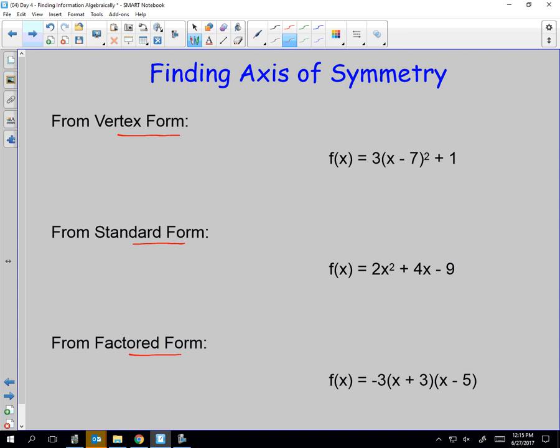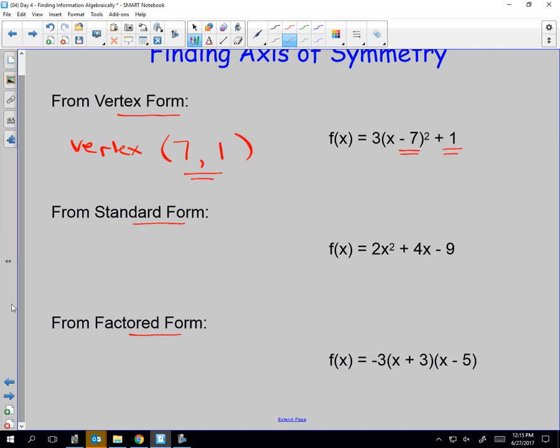So when we're looking at vertex form, based on its name, vertex form gives us the vertex value. The vertex value is always the opposite of the inside value with the x, and then the outside value is our y, and we trust the y. So we don't trust x, we do trust y, and that helps us build our vertex.